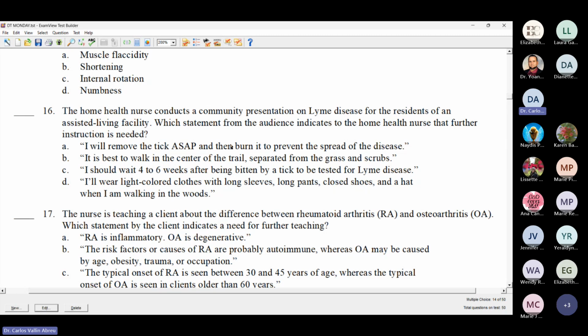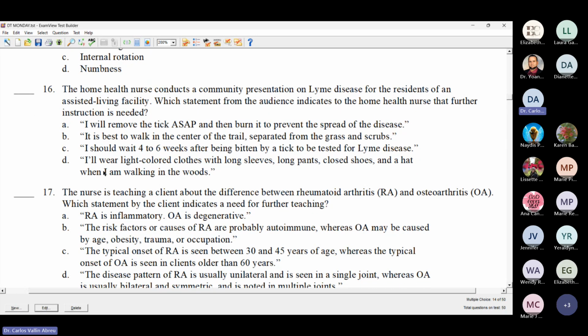And the last says, I will wear light colored clothes with long sleeves, long pants, shoes, and a hat when I'm walking. It is correct. So because we are looking for the one that is wrong, A is the incorrect one because you should not burn the tick. Okay, a little review of the Lyme disease.